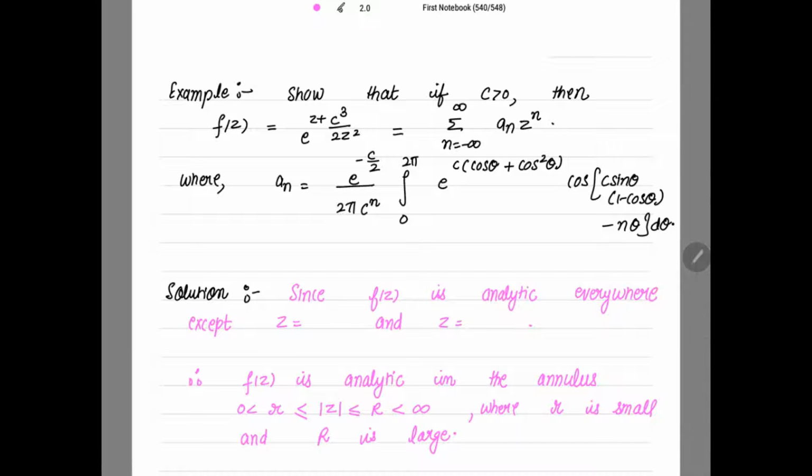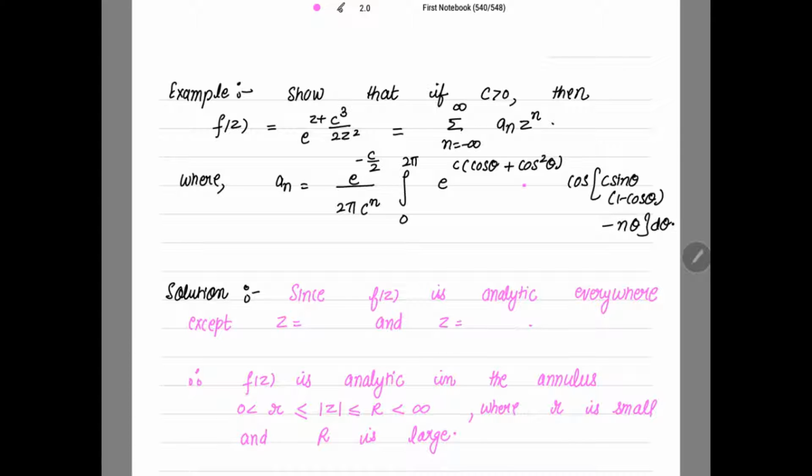e raised to the power minus c by 2 over 2 pi c raised to the power n, integration from 0 to 2 pi of e raised to the power c cos theta plus cos square theta, in bracket, into cos of c sin theta into 1 minus cos theta minus n theta, d theta, right? So let's start with the solution.